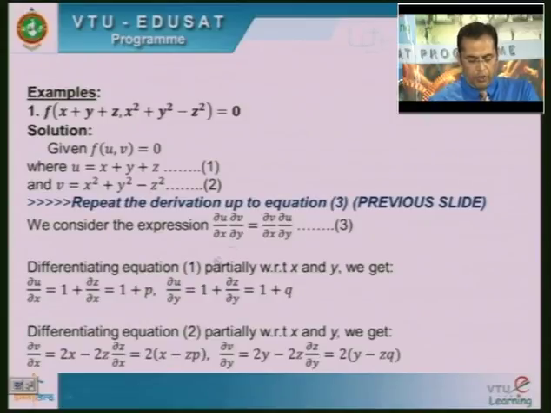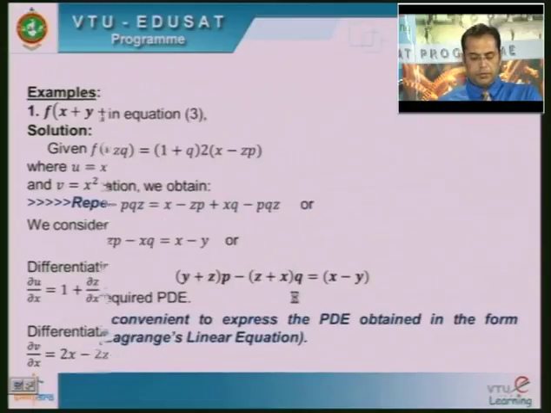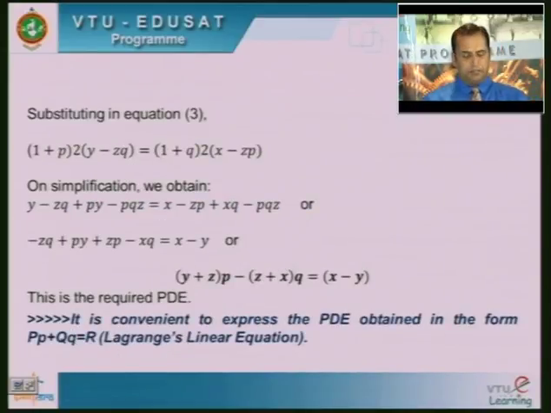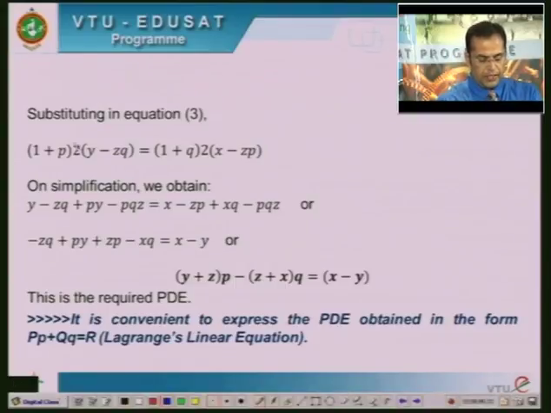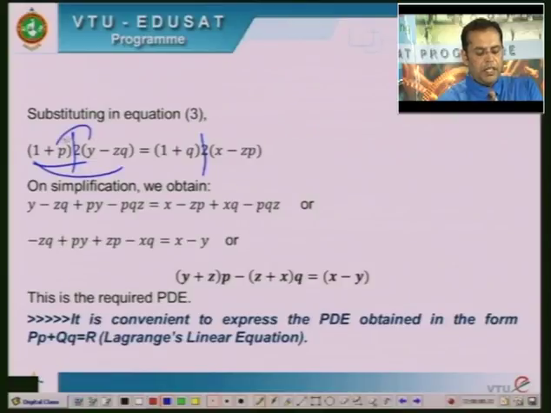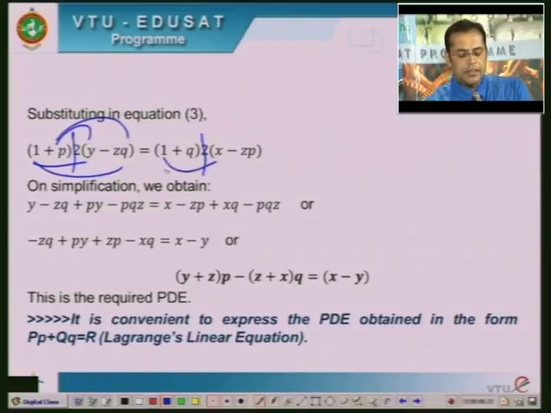1 plus p, for dou u by dou x into dou v by dou y, is 2 times y minus zq, equal to dou v by dou x, which is 2 times x minus zp, into dou u by dou y, which is 1 plus q. So, you have that relation there. First, cancel the 2 on both sides, then multiply across, you get y minus zp plus py minus pqz equal to x minus zp plus xq minus pqz.